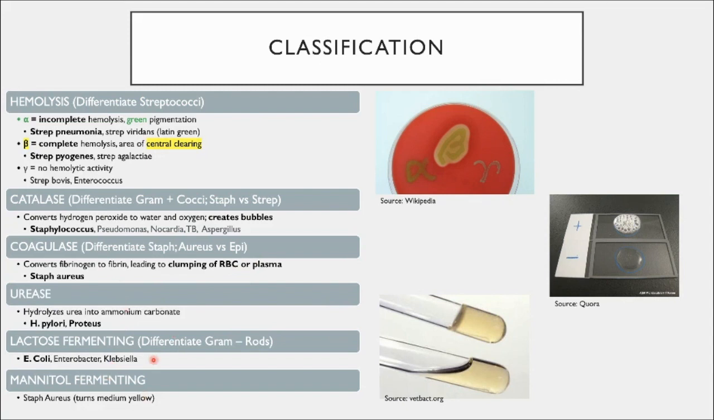These other three are really not that high yield, but I've listed them here just for your reference. Urease is an enzyme that you typically see in H. pylori and Proteus. It hydrolyzes urea into ammonium carbonate and it actually leads to their disease processes. Lactose fermenting is typically going to be distinguishing E. coli from other gram-negative rods. However, some of the Enterobacter and Klebsiella also are lactose fermenting. But again, that's one of those trivia things that I don't think you're going to use very often.